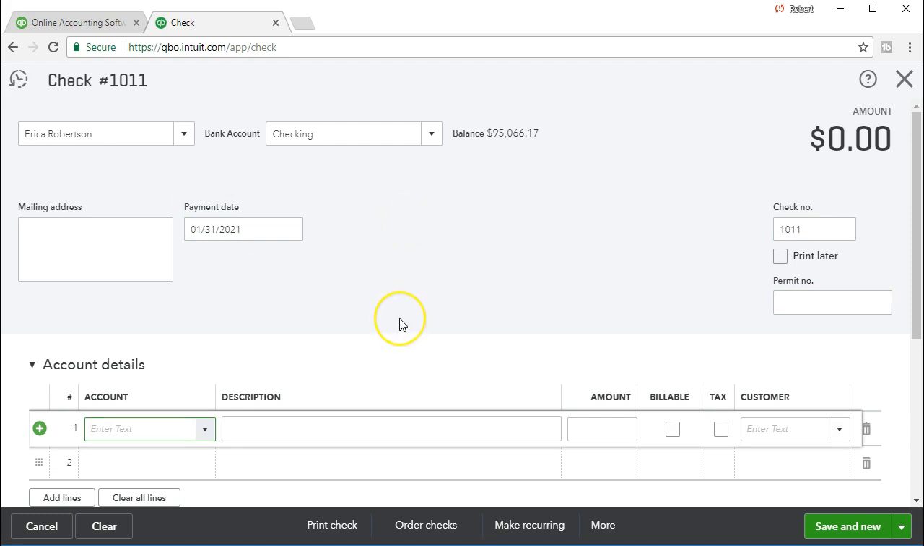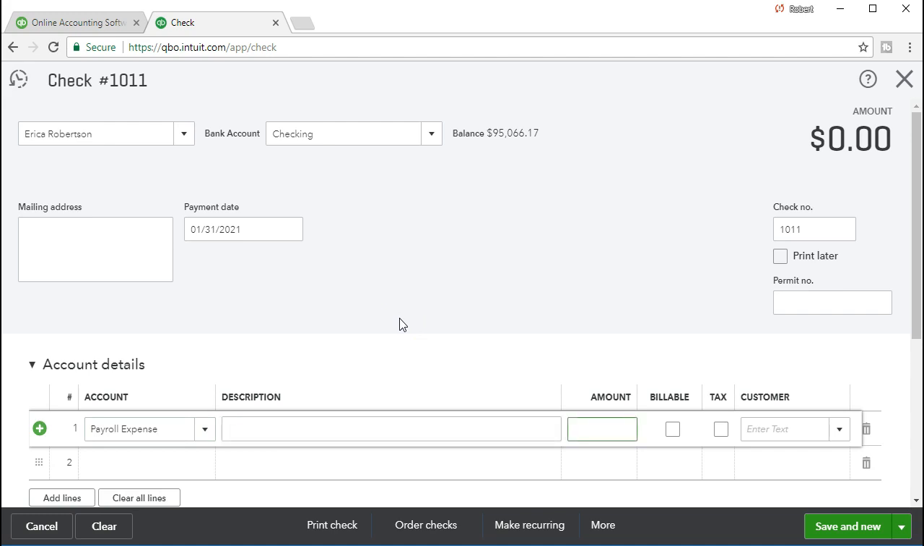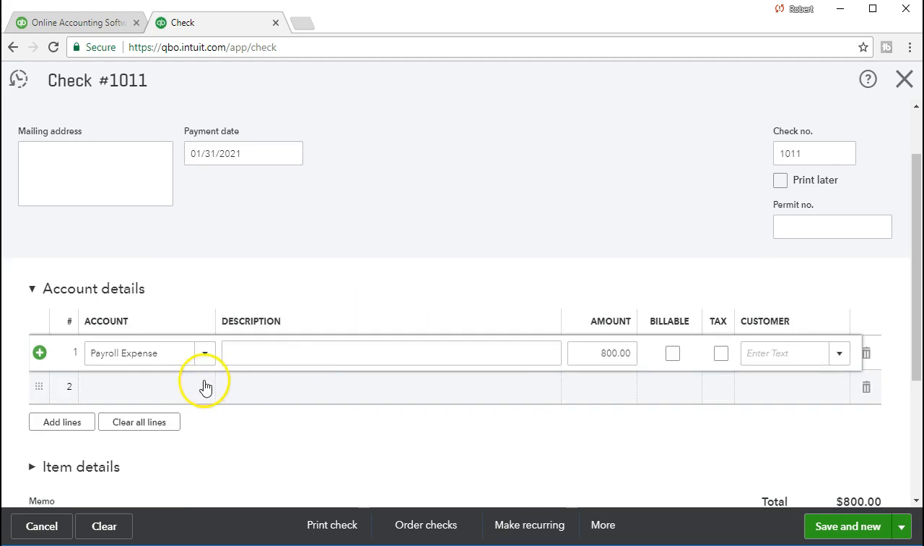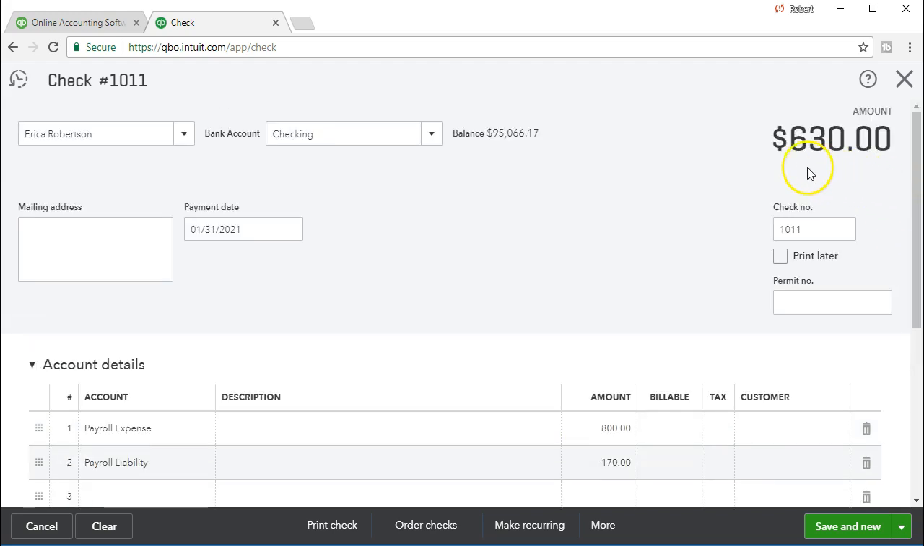Then we're going to say that the other account, once again, is going to be payroll expense, and we're going to say the expense for Erica is 800, and then we'll have another account here that's going to be the payroll liability, and that's going to be for the negative 170. And if we scroll up, that should give us our correct check amount, 630. That's what she actually received.